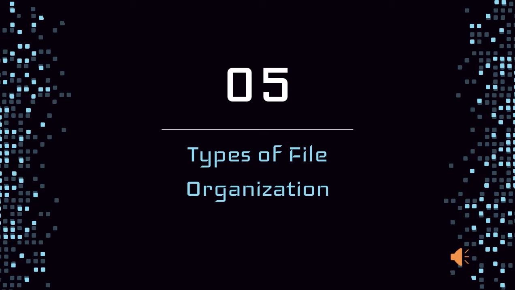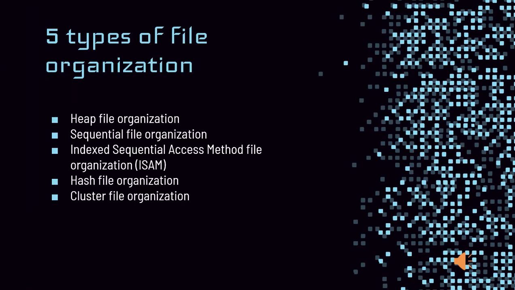Okay, thank you. Next is about types of file organization, and that will be explained by me. My name is Muhammad Farelino Alandri. There are five types of file organization. The first one is heap file organization. The second one is sequential file organization. The third one is index sequential access method file organization, known as ISAM. The fourth one is hash file organization. And the fifth one is cluster file organization.